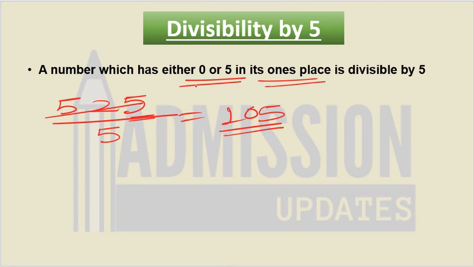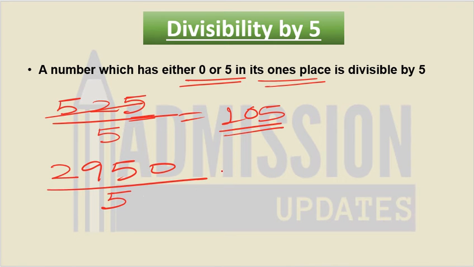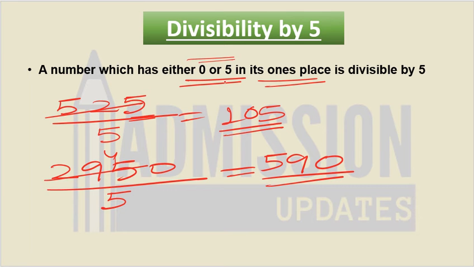Now let us take another example having 0 in its ones place. Let us say 2950. When you will divide this number by 5, the answer will be 5 5s are 25, then 4 will be shifted to 5, it will be 45, and then 5 9s are 45, 0. So this number is divisible by 5. Hence we can say that any number having 0 or 5 in its ones place is divisible by 5. Let's check another one.